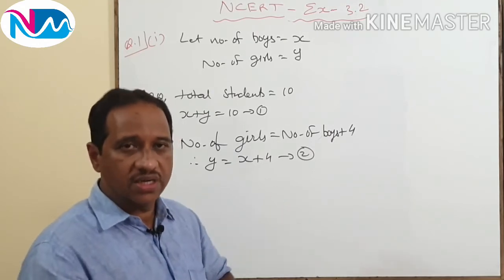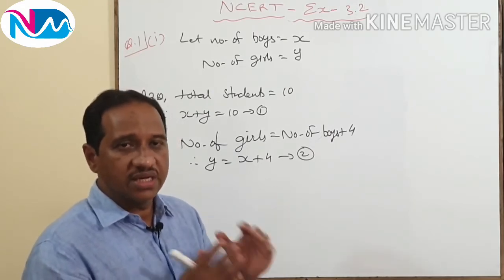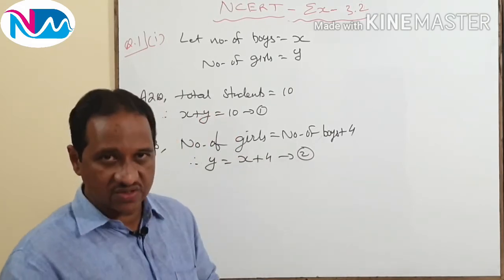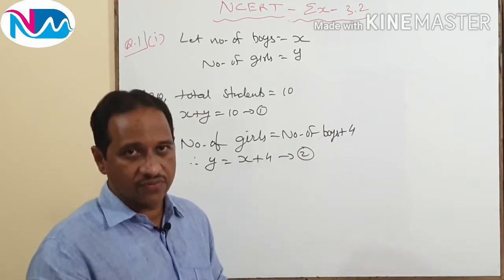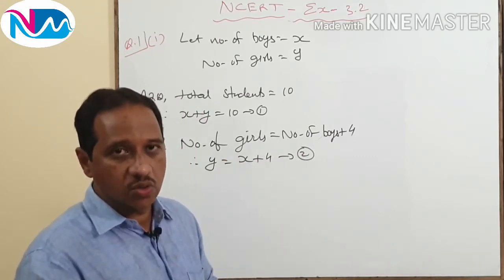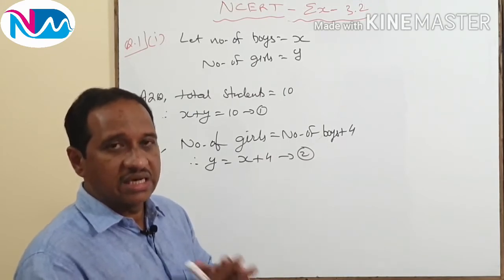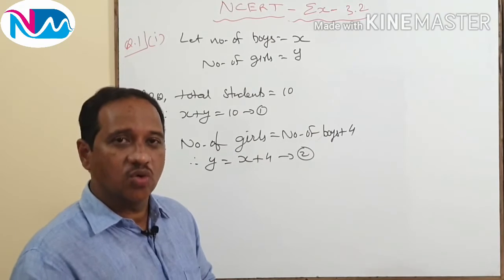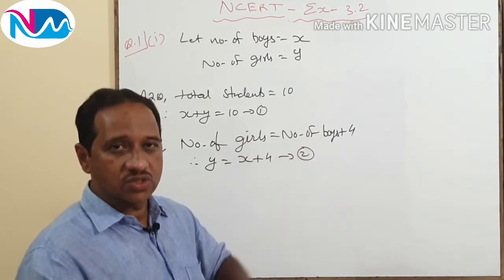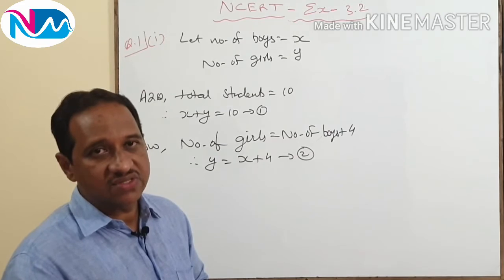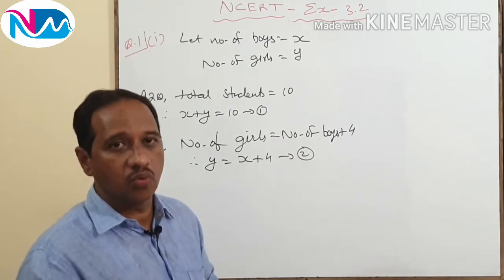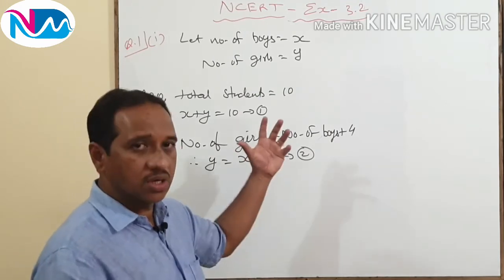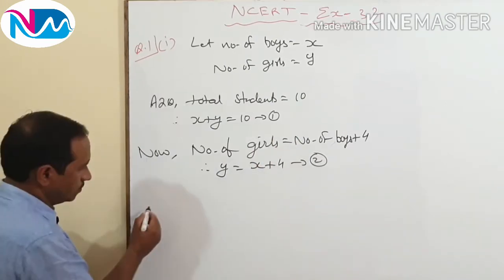To solve a pair of linear equations in graphical method, we need at least two sets of solutions for both the equations, and we will draw the graph. If there is a unique solution, the two straight lines representing the two equations will intersect exactly at one point, and the coordinates of the point of intersection give us the values of x and y. So the next step is to draw the graph for these two equations.